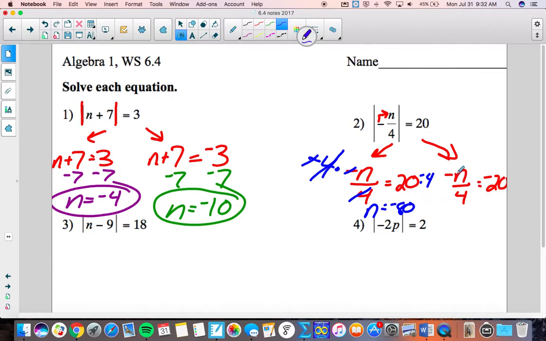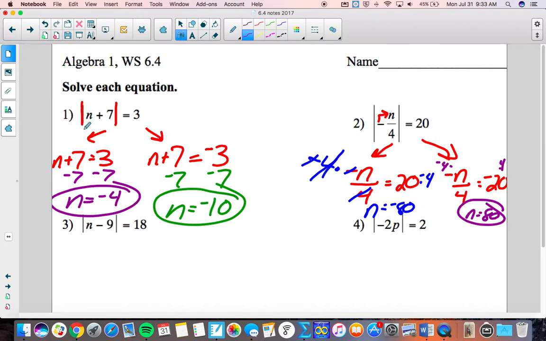Boom. Over here, same idea. That's the cool thing about solving these. The process, the undoing steps are going to be the same. So multiply by -4, multiplied by -4. Here we get n equals +80. And if you plug in -80 and simplify this original equation, you get 20. If you plug in the other solution and simplify it, you also get 20 once you absolute value that. So that's the dealio. Give a couple of those a shot.